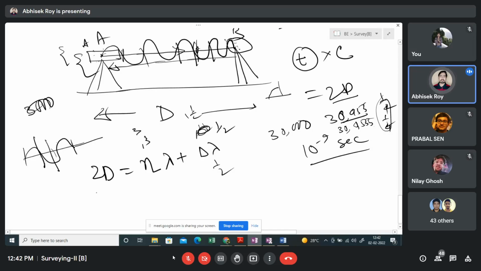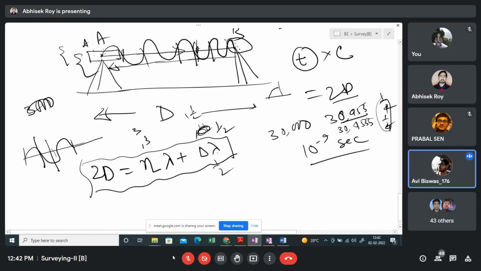Is it clear, this portion, or whether I will explain this part? Sir, n lambda plus the second part. Delta lambda. Delta lambda is the part of a wavelength. Sir, please say it once more. Okay. Yes, sir.